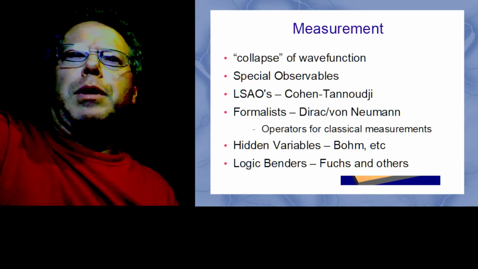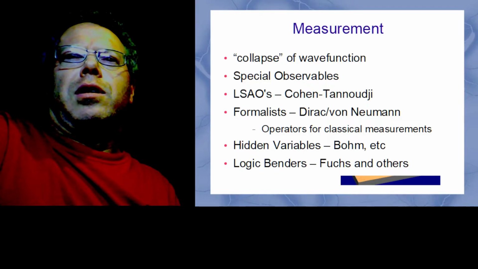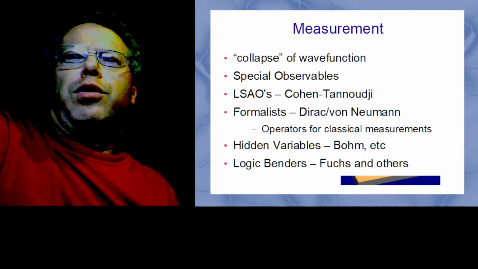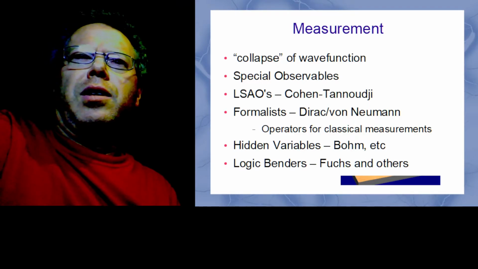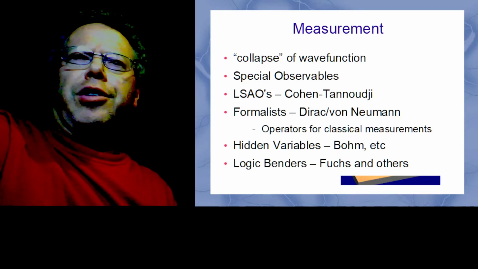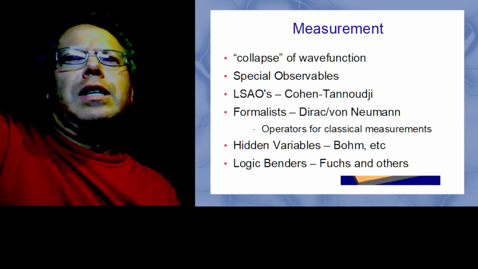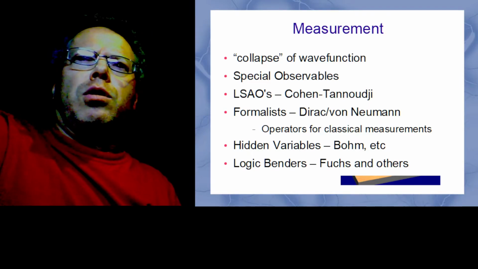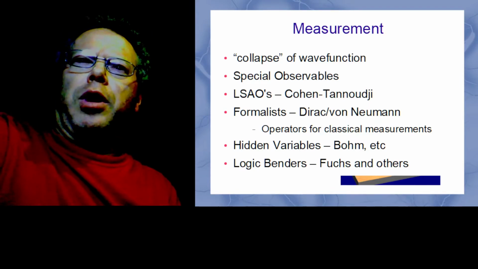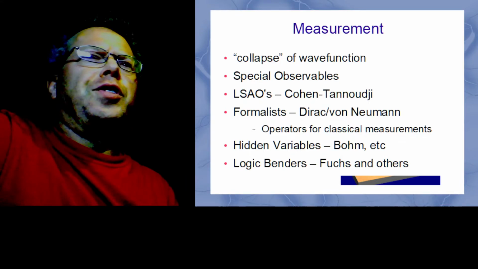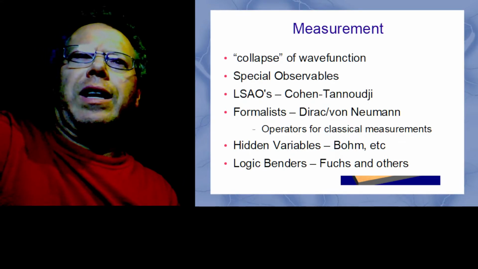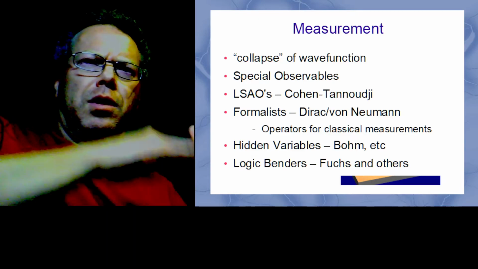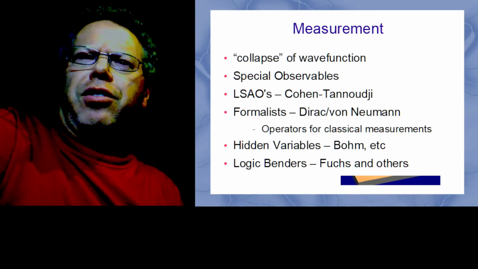There's the formalists, people like Dirac and von Neumann, and if you look at Cohen-Tannoudji's book, the linear self-adjoint operators that correspond to measurement devices. It was the same question of how do I know which devices correspond to which measurements. I mean, you really still need this question of a division between classical and quantum worlds to make that distinction.